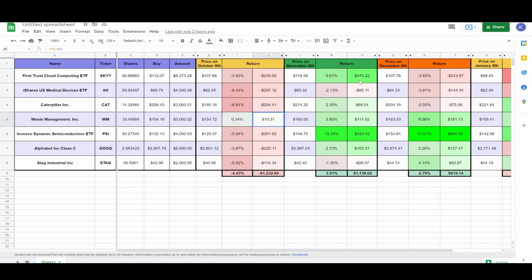The next biggest gainer was the First Trust Cloud Computing ETF. I was down nearly 4%. And then in exactly a month, I was up 5.81%, which is a dollar value return of $370. And exactly a month after that, I was down $200. So on the 8th of December, my investment was 50-50. Half was gaining me money, half was losing me money.